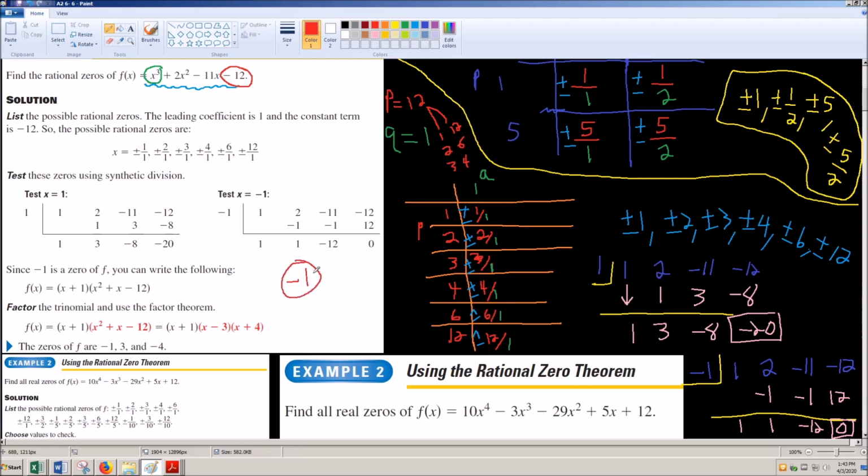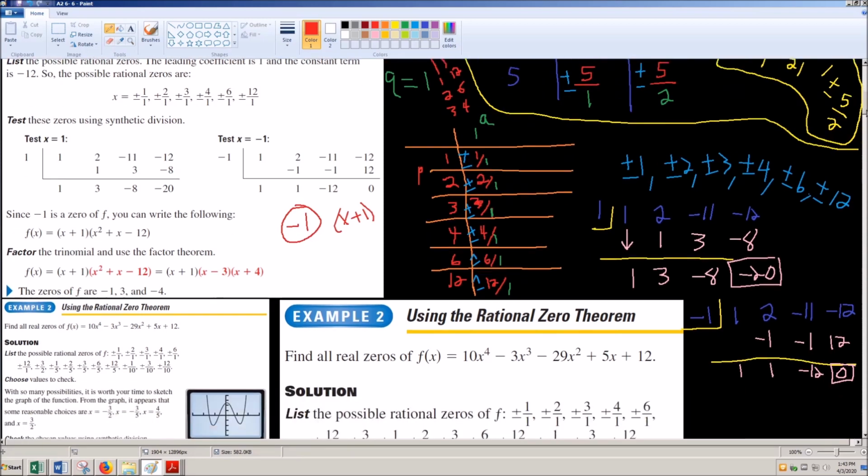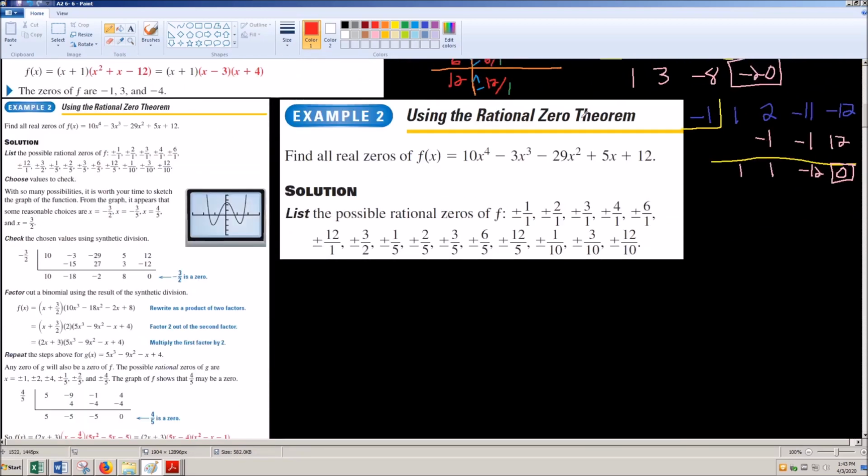Now in terms of what that'll turn into for a factor, if I were trying to factor this thing, the factor would look like x plus 1. So just keep that in mind, but negative 1 is one of my zeros, and that's what I'm trying to figure out. So let's scroll down a smidge here and look at this thing. So now that I've got this, what does that mean? Well, 1, 1, negative 12 here represents x squared plus x minus 12.